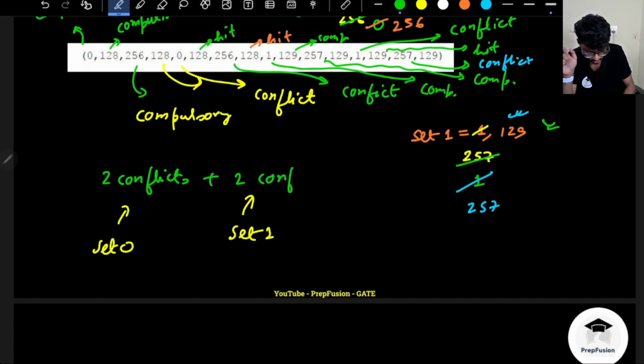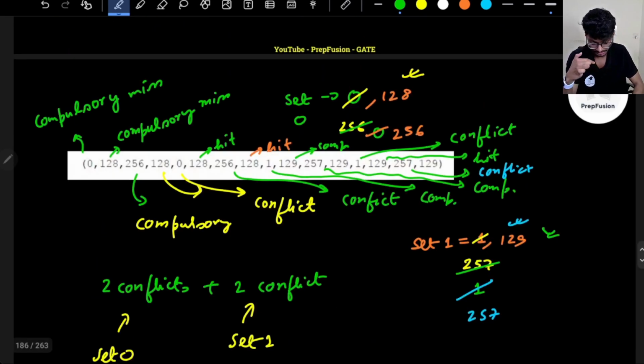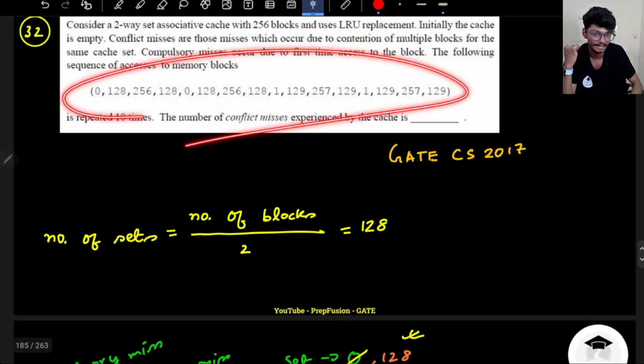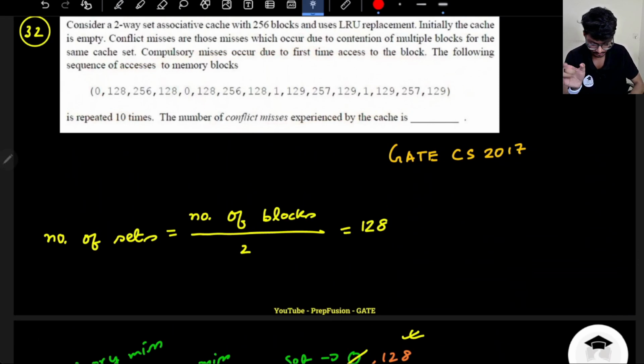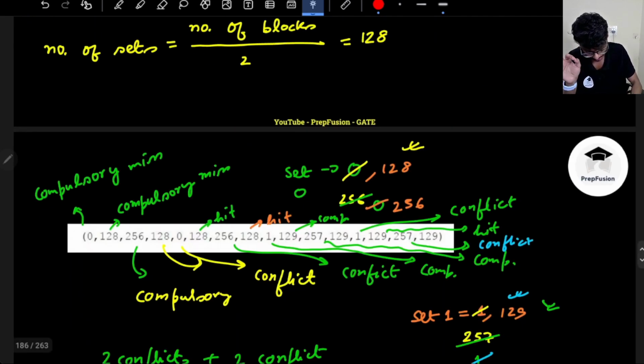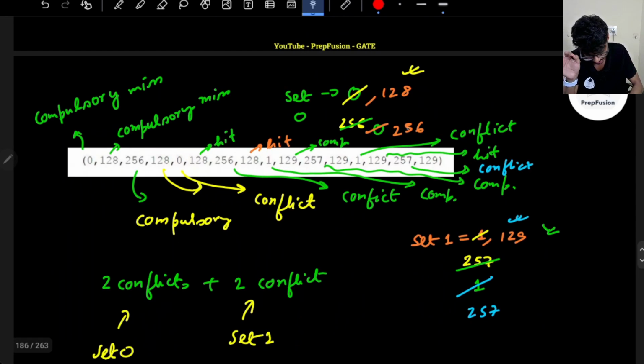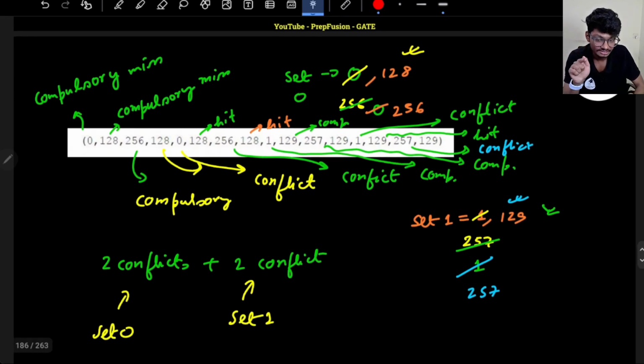Now after this I will not have any compulsory miss, because they are telling me I am repeating these calls 10 times. Initially there was nothing in the cache memory, that's why all these were compulsory misses. But as soon as I repeat this again, 0 will be called here, and if I look at set 0, 0 is actually not present. 256 is present currently in set 0. So if I call 0, it will be a miss, and it will be a conflict miss.